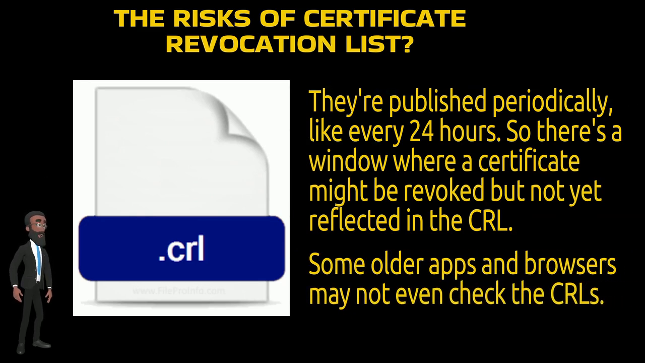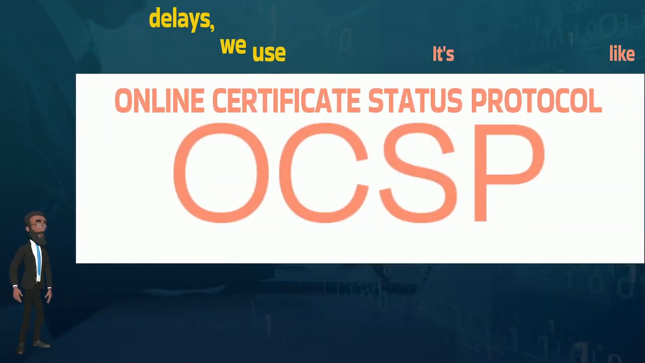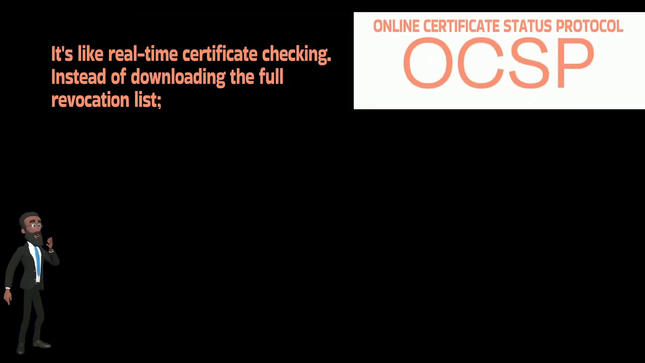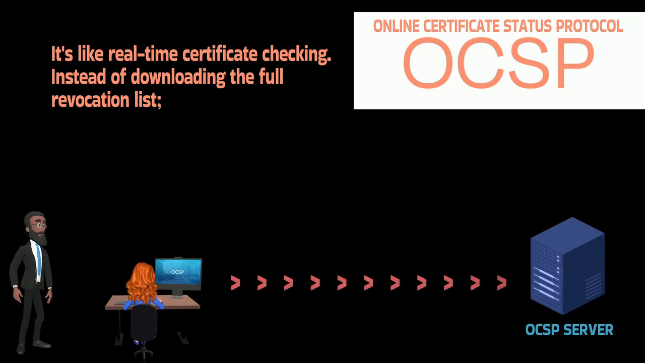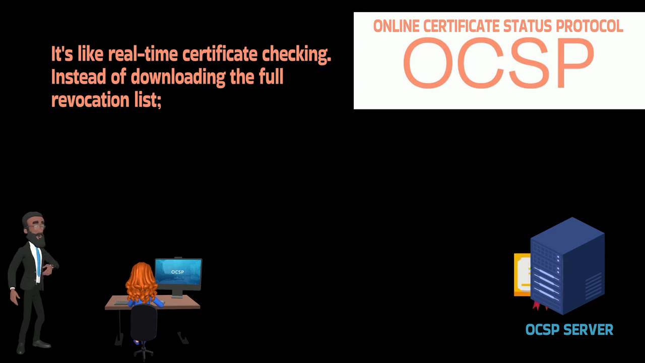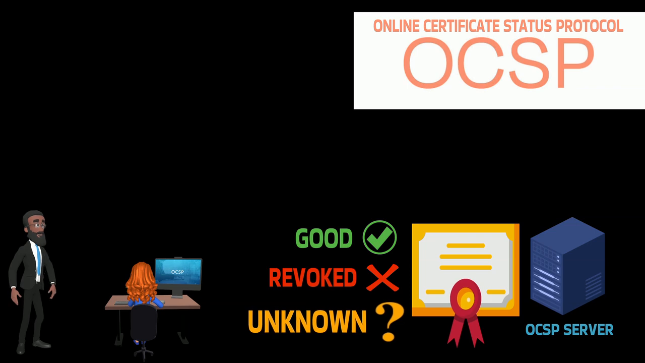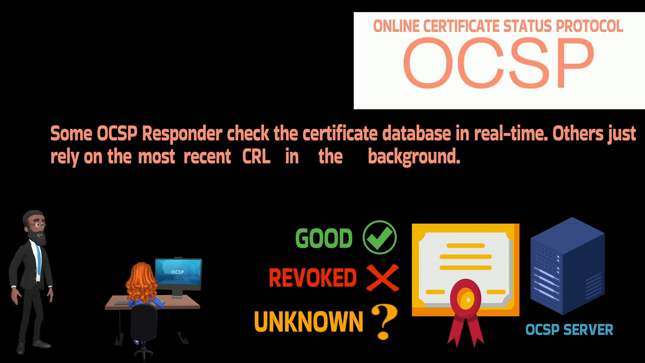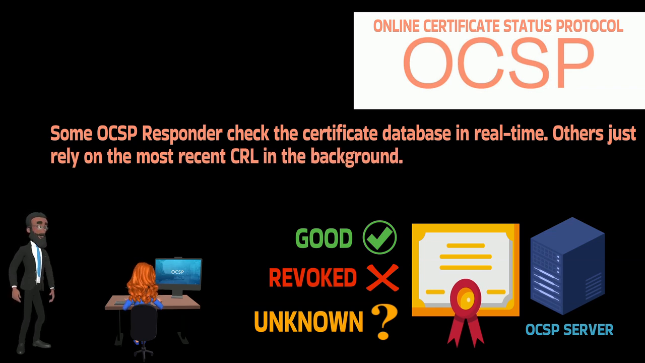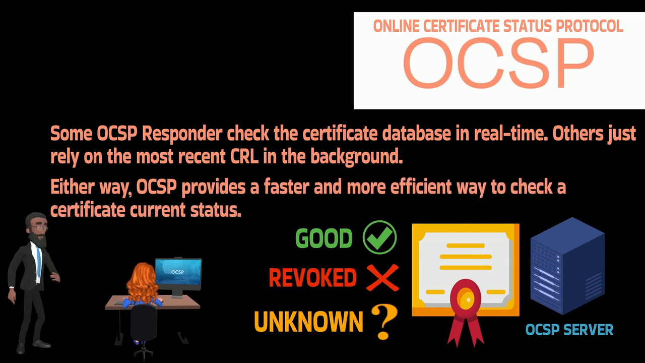To fix CRL delays, we have Online Certificate Status Protocol, OCSP. It's like a real-time certificate check-in. Instead of downloading the full revocation list, your browser pings an OCSP server and asks, is this specific certificate still valid? The OCSP responder returns one of three statuses: good, revoked, unknown. Some OCSP responders check the certificate database in real time. Others just rely on the most recent CRL in the background. Either way, OCSP provides a faster and more efficient way to check a certificate's current status.